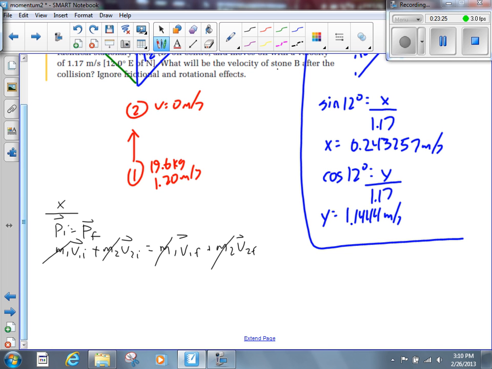Tell me what V1I is for the x component. How much of that 1.2 meters per second is this way? None. Object number 2 is at rest, so obviously none of it's going to be x component. Total initial momentum, x component, horizontal axis is 0.